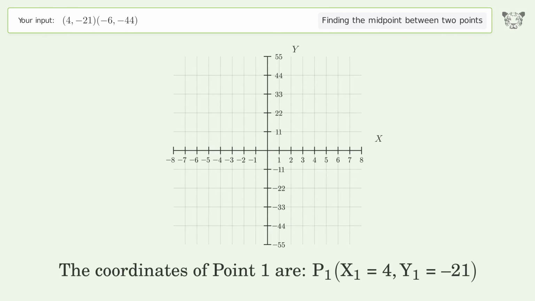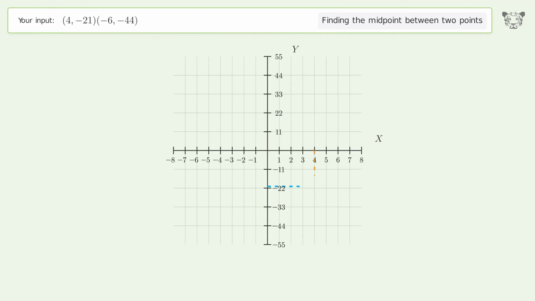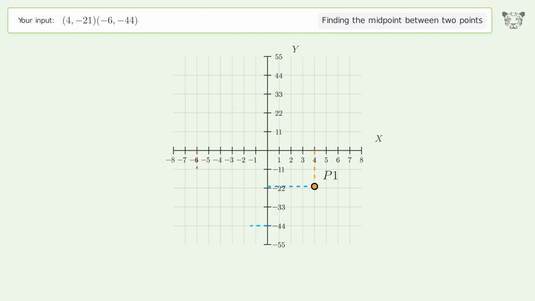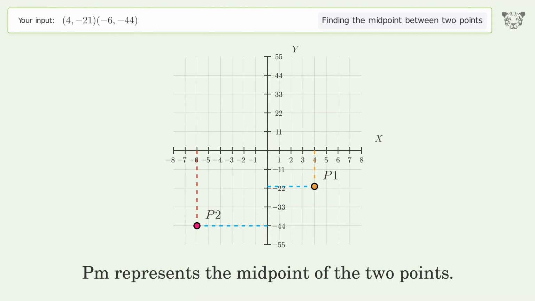The coordinates of point 1 are, x1 equals 4, y1 equals -21. The coordinates of point 2 are, x2 equals -6, y2 equals -44. PM represents the midpoint of the 2 points.